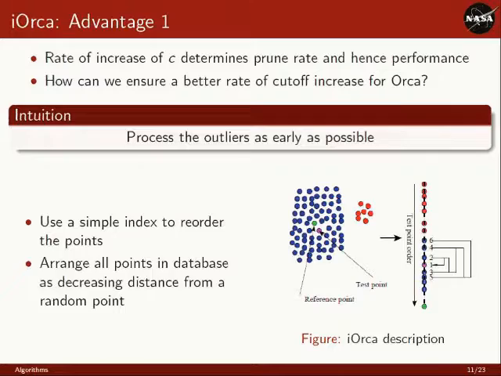So note that a crucial part of the ORCA was how the threshold was determined. If the threshold increases very slowly, your cutoff, your prune rate will increase very slowly, because you cannot throw more and more inlier points out. So one of the interesting points is, is there a way of cleverly making sure that your cutoff increases very fast? The intuition being, if you process the outliers first, you can make sure that your cutoff increases very, very fast. But the problem is, you don't know what the outliers are. So it's a chicken and egg problem.